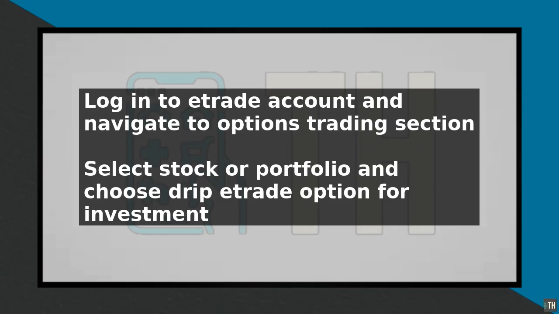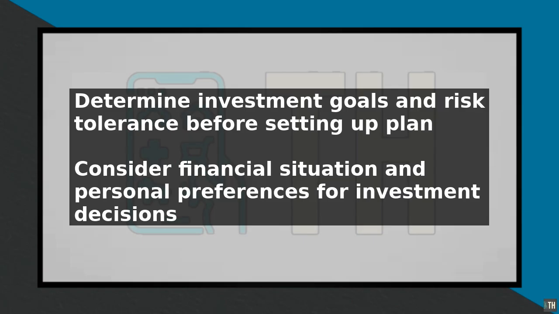It is essential to determine your investment goals and risk tolerance before setting up your Etrade plan. Consider factors such as your financial situation, investment horizon, and personal preferences when deciding on the amount and frequency of your investments. Once you have entered the required information, review your Etrade plan to ensure it aligns with your investment objectives. You can adjust the amount and frequency of your investments at any time, so it is crucial to monitor your portfolio regularly and make adjustments as needed.